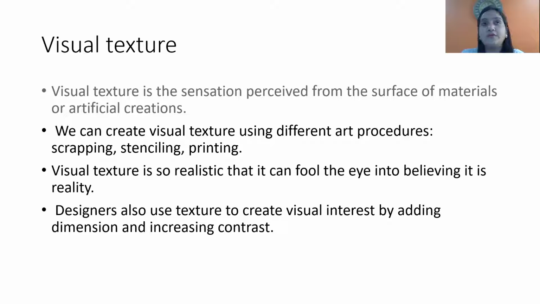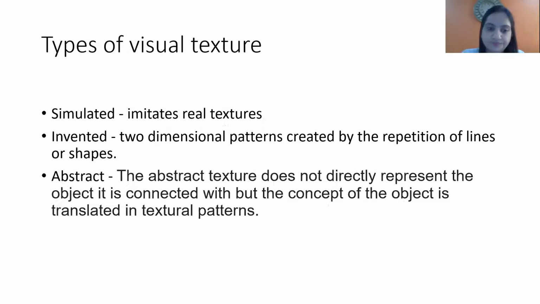Suppose you want to give the texture of something very luxurious, something you need to show in a very elaborate manner, then you can use silk fabric, velvet fabric. So there are different textures of all these fabrics. Visual textures are so realistic, you can say that they are also used to create illusions of your eyes believing it to be reality.